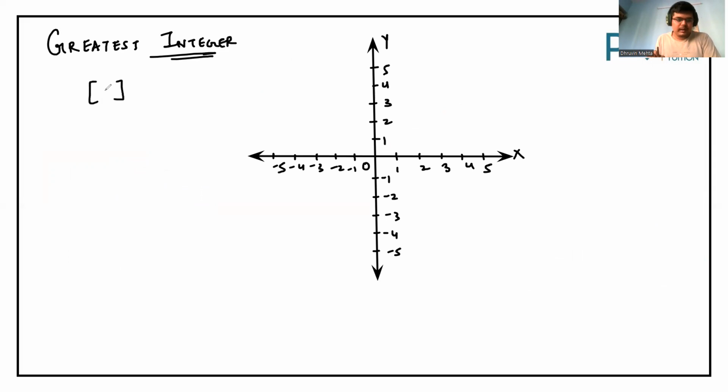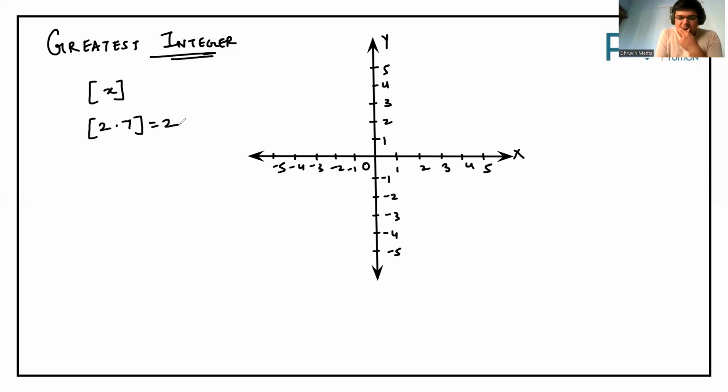It's a square bracket x. So basically, if I ask you what is greatest integer function of 2.7, first you have to tell me 2.7 is between which two numbers. 2 and 3. So it's between 2 and 3. So you have to always choose that integer which is the smaller one. So the answer is going to be 2.